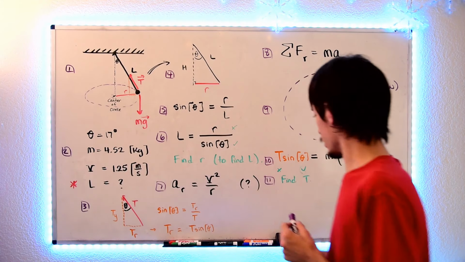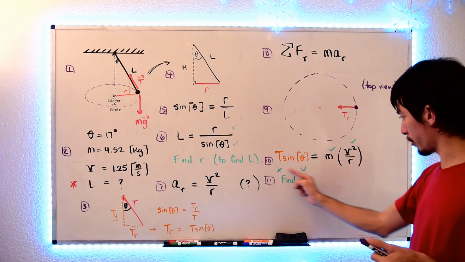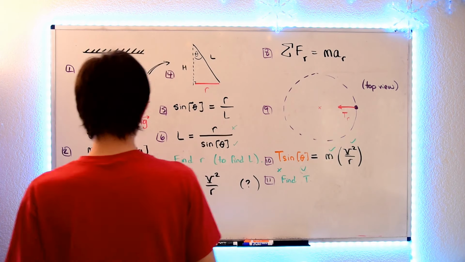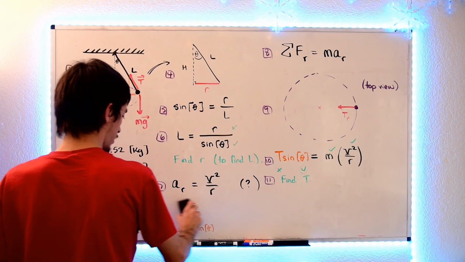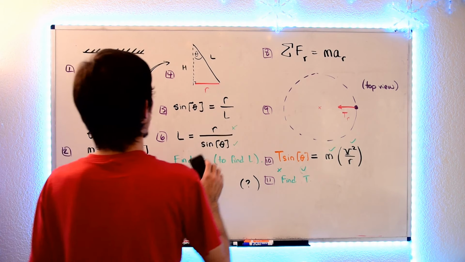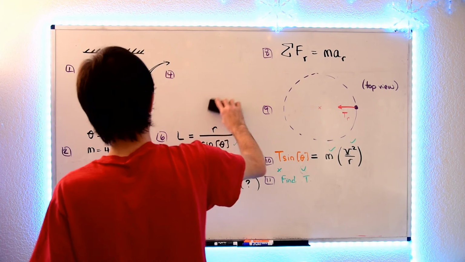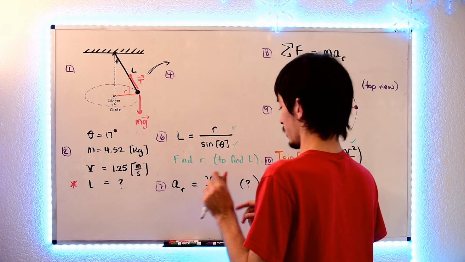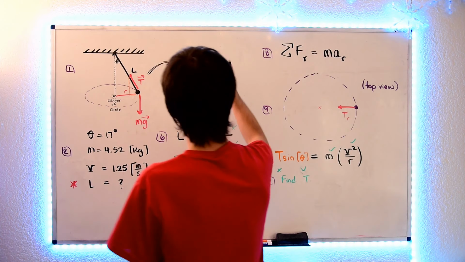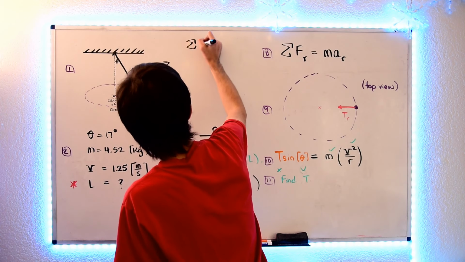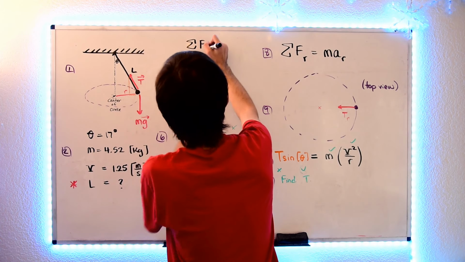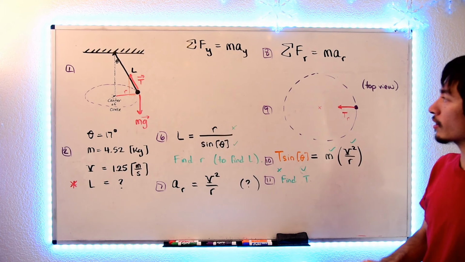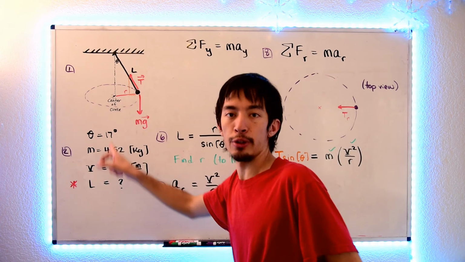Let's keep this part right here, and we need this part right here. So let's erase this here and work off of that. So we're going to look at the y direction now. Sum of forces in the y equals mass times acceleration in the y. So we're now going to be looking vertically up and down in this picture.